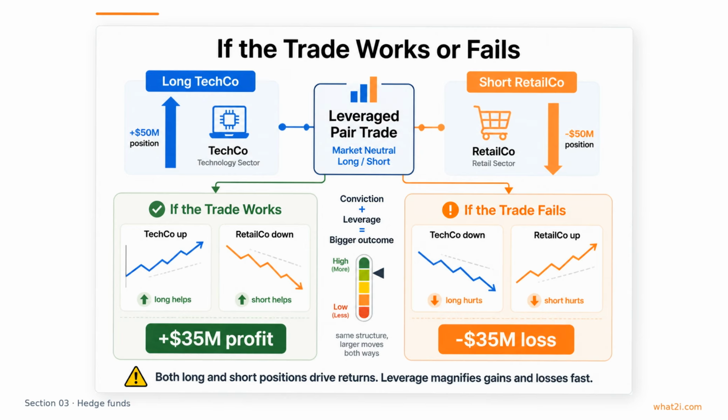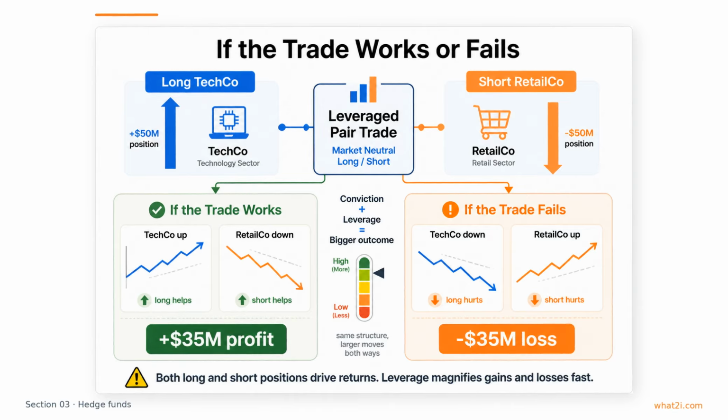If TechCo falls and RetailCo rises, both sides hurt, and the result can be a $35 million loss. The important lesson is that long and short positions both drive performance. Many beginners assume the short side is just a hedge, but it can be a major source of return or loss on its own. Add leverage, and outcomes become even larger relative to capital. Conviction can be valuable, but when combined with borrowed exposure, it can become dangerous very quickly.